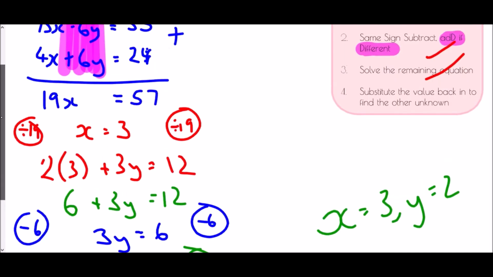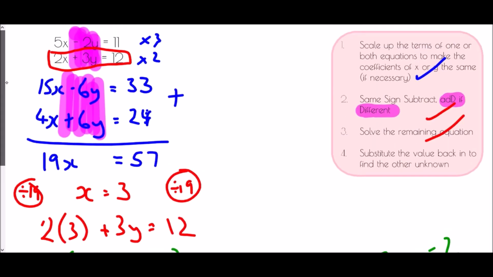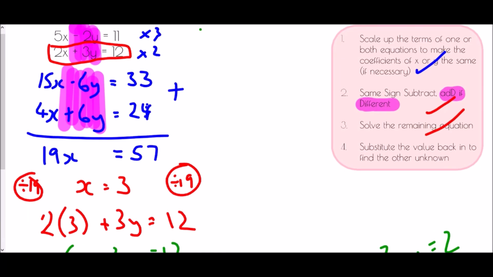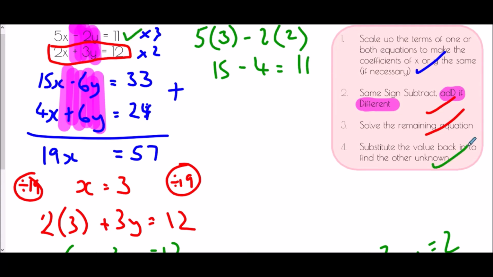And again, all we want to do is just check that that works for the other equation as well. So 5 brackets 3, take away 2 brackets 2. 5 times 3 is 15, 2 times 2 is 4, 15 take away 4 is 11. It's exactly what we were looking for. We have the correct solution.